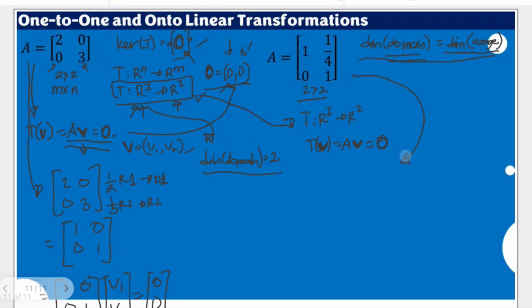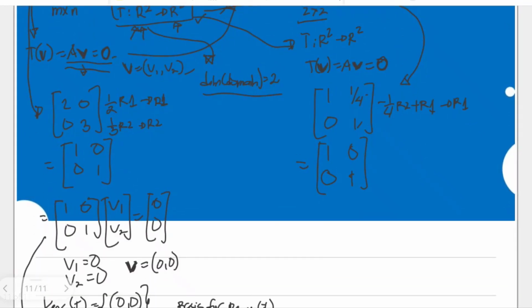But first, the reduced row echelon form of this, we have 1, 1/4, 0, and 1. We just need to make this 0 to make this a reduced row echelon form. So negative 1/4 of row 2 plus row 1 for a new row 1. We have here 1, 0, 1 here as well. So your negative 1/4 times 1 is negative 1/4 plus 1/4 is 0. So you could automatically predict here that we have the same reduced row echelon form as the first matrix. But nevertheless, let's just continue expressing it like this.